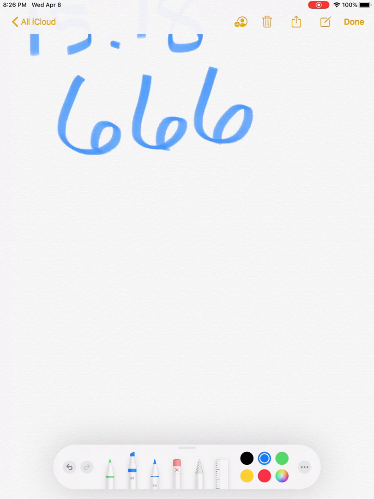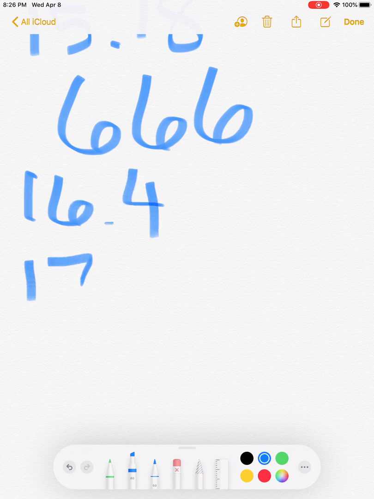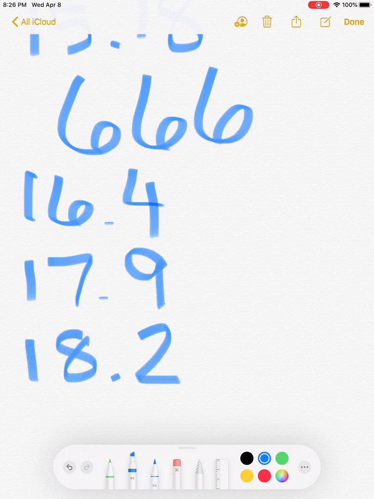666. Number 16, the answer is 4. Number 17, the answer is 9. Number 18, the answer is 2.